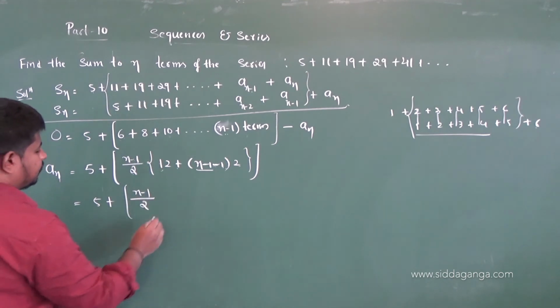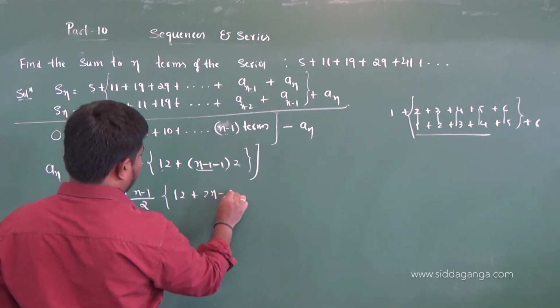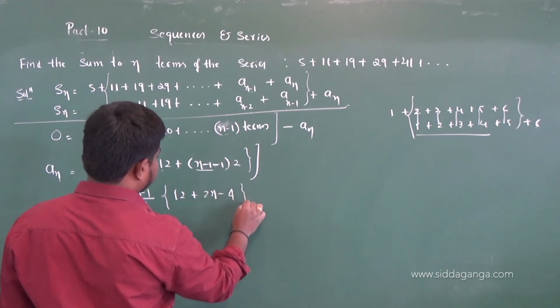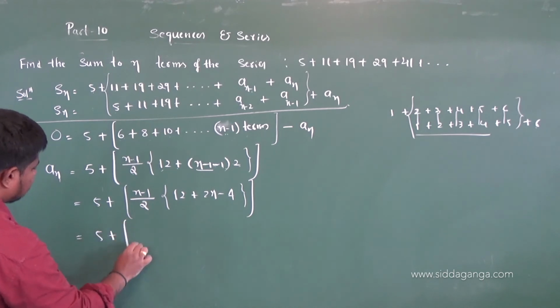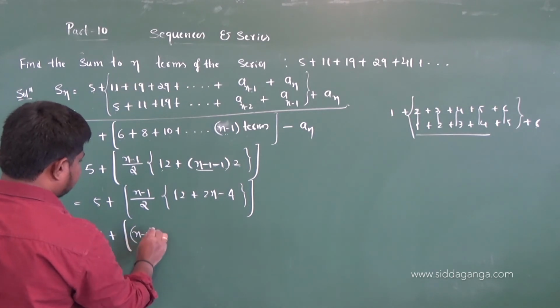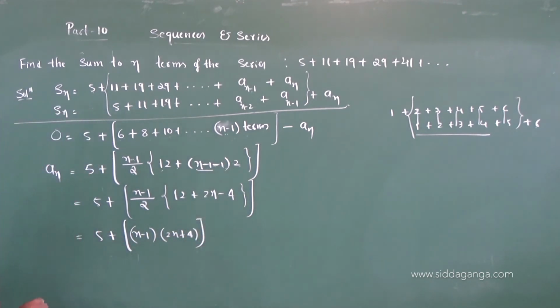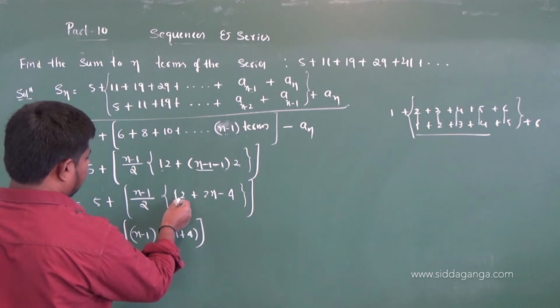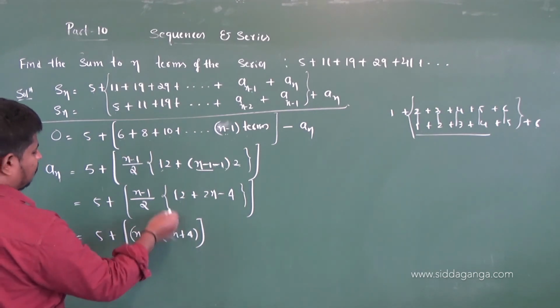So you get 5 plus n minus 1 by 2 into 12 plus 2n minus 2, minus 2 into 2, 4 you get, right? Or you get 5 plus n minus 1 by 2 into, 12 minus 4 is 8, so 2n plus 8. Dividing by 2, right? When you take 2 outside, 4 plus n, 4 plus n, the 2 gets cancelled, you get this.